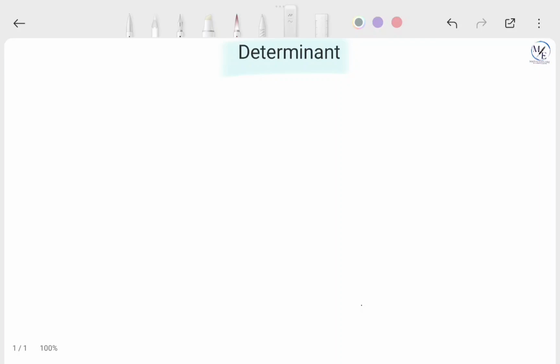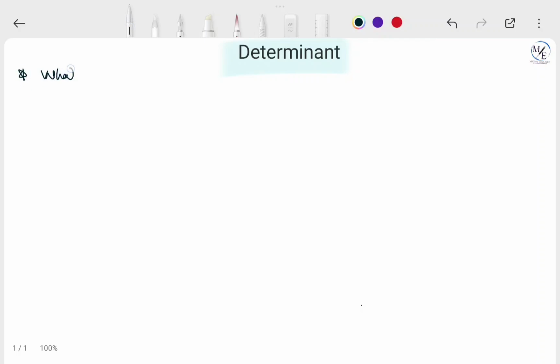In this video, we will explore the determinant topic. Here is a simple trick to remember the definition of determinant and the method to solve a matrix and find the determinant of a given matrix.